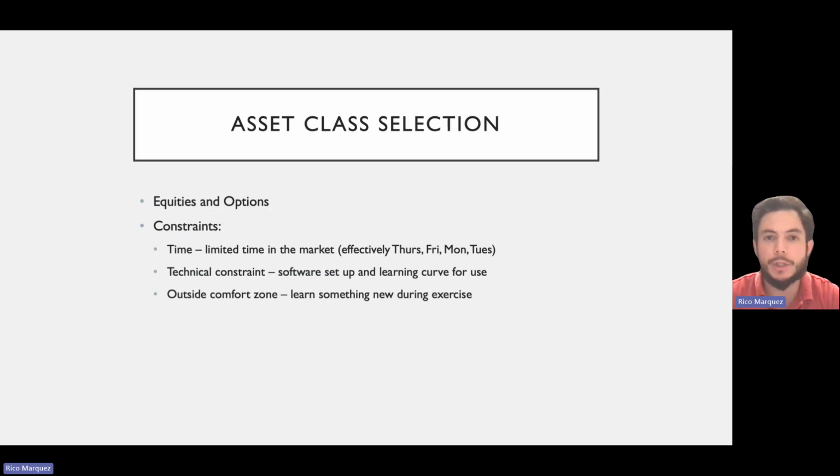So, asset class selection: I chose both equities and options. I chose stocks because, given the limited time in the market, I wanted an asset class that would potentially see sufficient movement so that we could get the full extent of this exercise. I also chose options because I wanted to take it a step further and learn something new. I didn't know anything about options, how they worked, how to implement them.